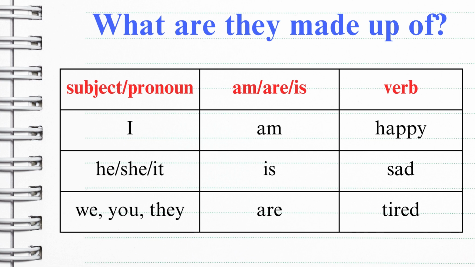So I am happy. It is sad. We are tired. So all those sentences that I just said then are all feelings that are happening right now for either I, yourself, she, he, or it, someone else, and then we, you, or they, a group of people.